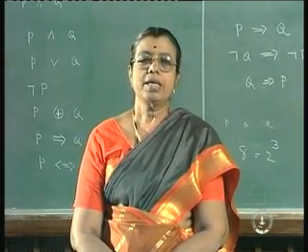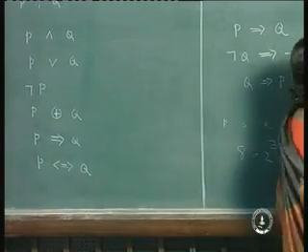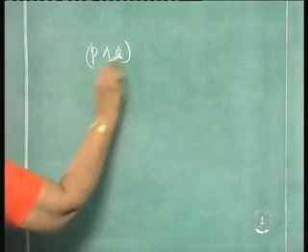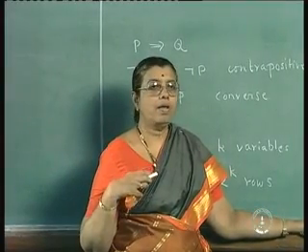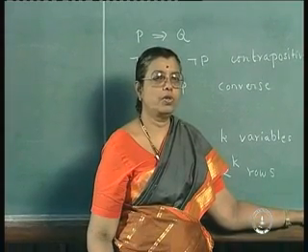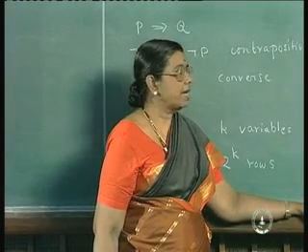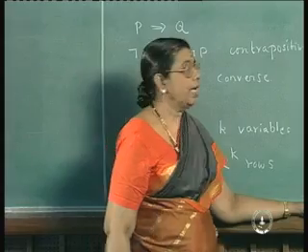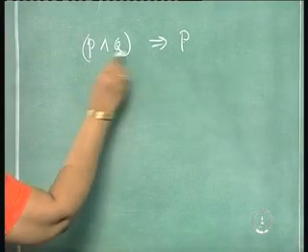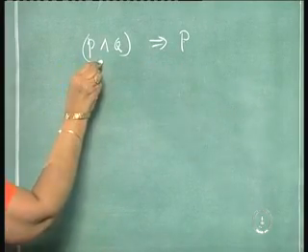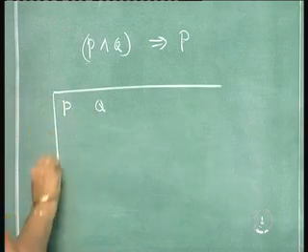And similarly, in some cases you may have a simplified truth table. For example, I want to show that P and Q implies P. This is a tautology. So, actually I should write 4 rows to show that this is a tautology, and in the last column I should show that everything is 1, 1, 1, 1. But it is not necessary to write all the 4 rows, because when will this implication be false? This implication will be false when this is true and this is false. So, when will this be true? When both P and Q are true. So, it is enough if I write only one row for this.